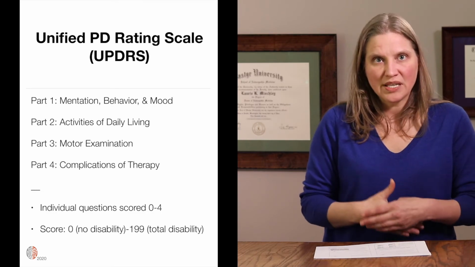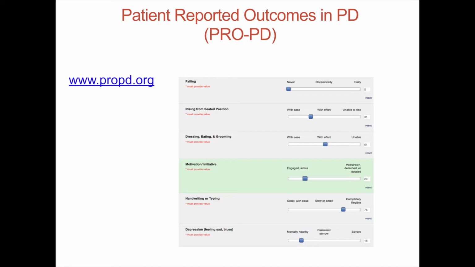So for our research purposes at the university where I work, we built a rating scale called the Patient Reported Outcomes in Parkinson's Disease. It was a patient-centered scale. You can go to propd.org and get your score. What you have is 33 different symptoms of Parkinson's disease. It takes about 5 minutes to fill out, and you just see these slider bars.